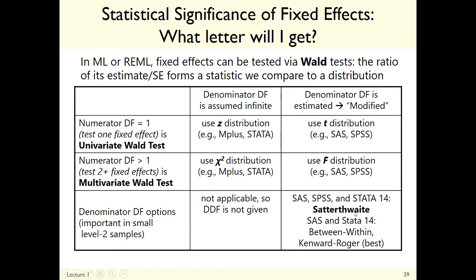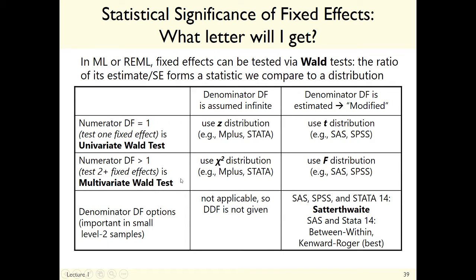If you have a program that uses some kind of denominator degrees of freedom, then what's going to show up on your output for fixed effects is a T when you're testing one fixed effect, and if you're testing multiple fixed effects at the same time, it's an F. So this idea of testing multiple fixed effects at the same time is what's known as a multivariate Wald test. And specific examples of this are when you have, say, a grouping variable like in an ANOVA, and you get an omnibus main effect of group that has more than 1 degree of freedom, that's a multivariate Wald test.